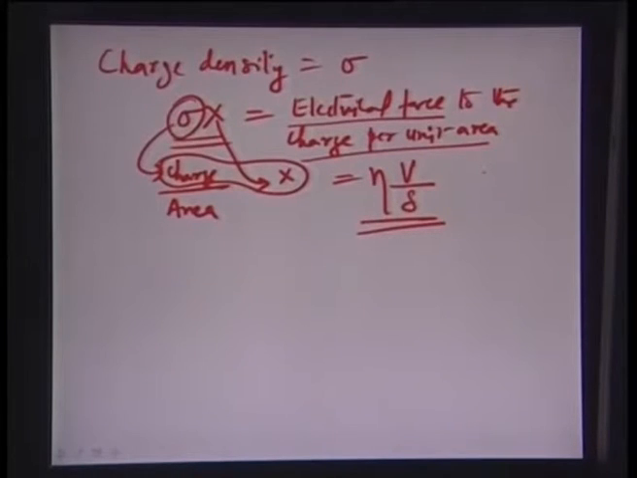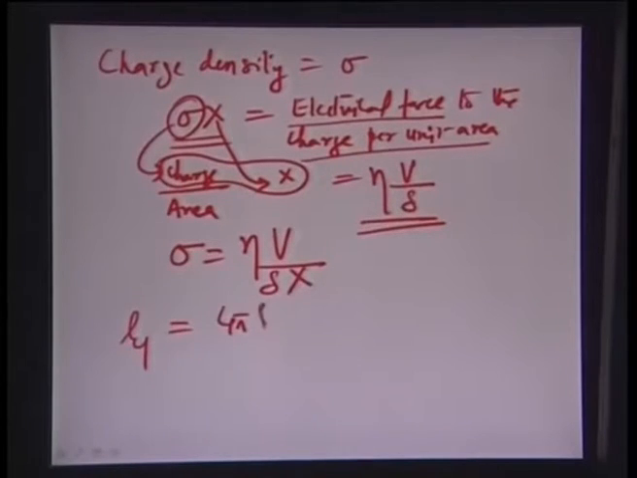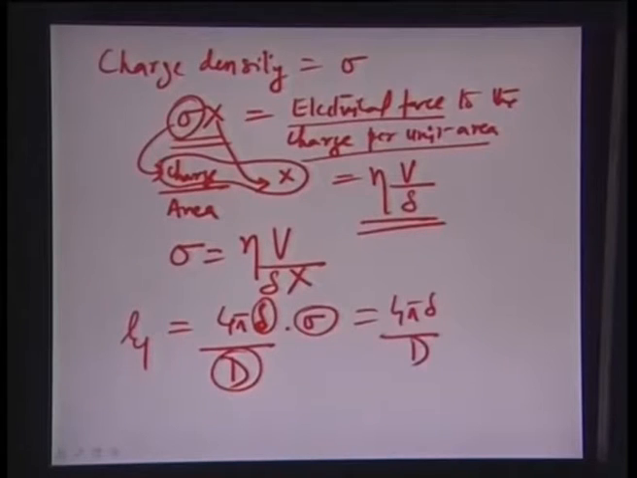So all said and done, we can find a relationship between sigma and all the other parameters: eta V by delta x. And from the earlier derived equation on zeta potential that we found just a few slides back, zeta came out to be equal to 4 pi delta divided by D times sigma. Delta here, if you may recall, was the thickness of the diffuse layer, D was the dielectric constant, and sigma was the surface charge. So in terms of zeta potential, we can write this equation as 4 pi delta by D times eta V by delta x.